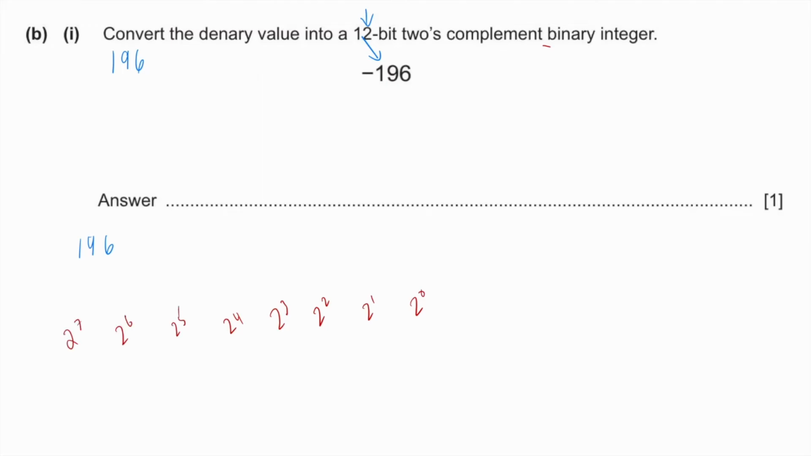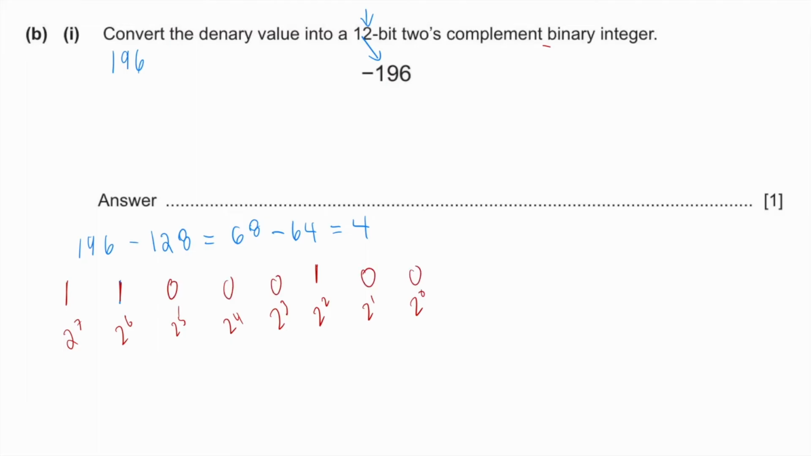2 to the power of 7 is 128. If we go beyond that, we get 256, which is too much. So we start here and put a 1. We subtract 128 from 196, which leaves 68. 2 to the power of 6 is 64, so we put a 1 here and subtract 64, which gives us 4. So we put a 1 where we have 4, and everything else is 0, 0, 0, 0, 0.